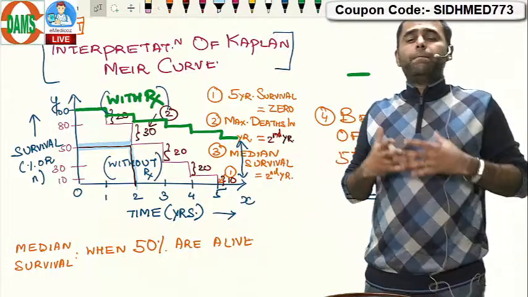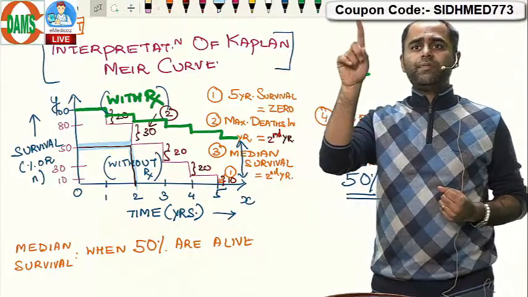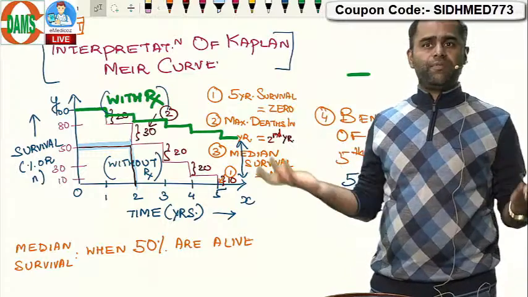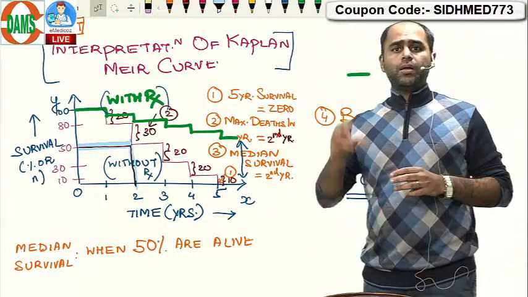The second question is benefit of treatment. Very simple. 50 minus 0. So benefit is 50.